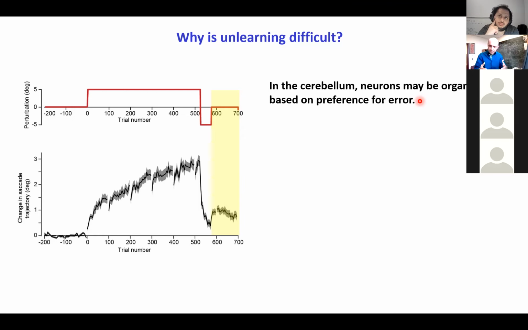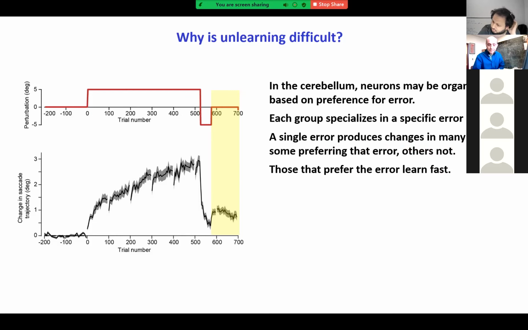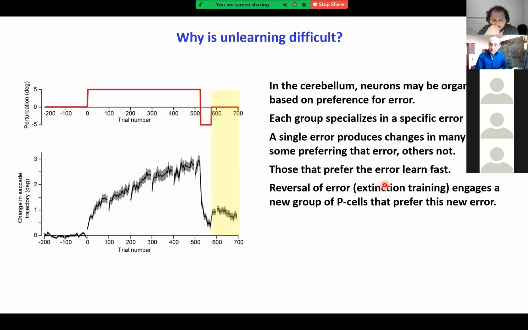This is not the case in the cerebellum. Cells care about particular parts of the error space. So there is clustering of the error space. Each of these clusters, each of these Purkinje cells, specializes in a specific error direction. A single error produces changes in many P cells, some preferring that error, others not. For some, this causes an increase in the error complex spikes. For others, it causes a suppression of the complex spikes. Those that prefer that error cause an increase and learn fast. And those that don't prefer it, the ones that have preference for the opposite, will learn slowly.